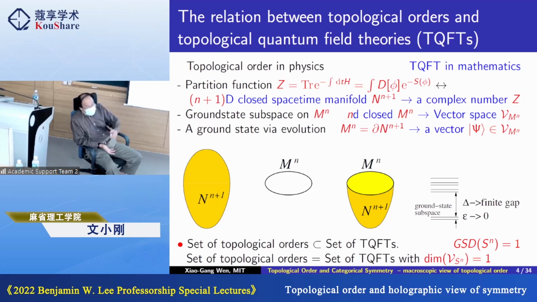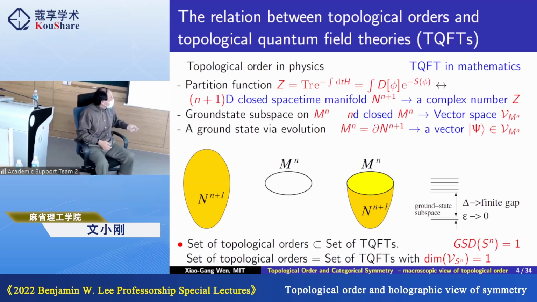From the topological order point of view, the closed space-time gives the total partition function, and the vector space on the space is the degenerate ground state manifold, the subspace of degenerate ground states. Here we have a particular evolution, some big bang, and then it evolves into this space, and you end up with a particular ground state in this ground state space. So all these are related. Any questions?